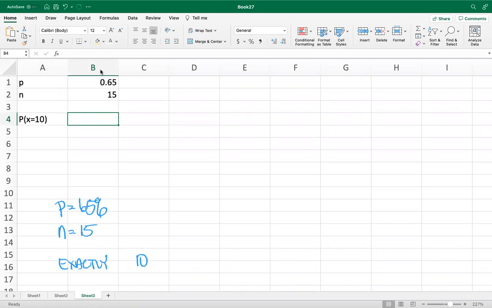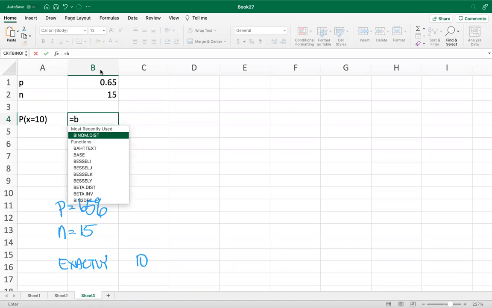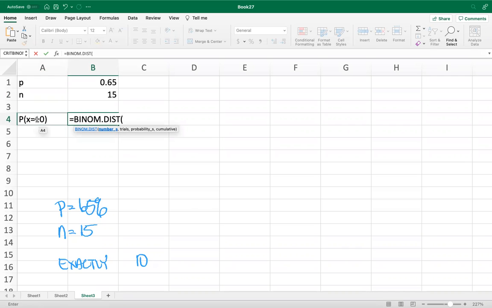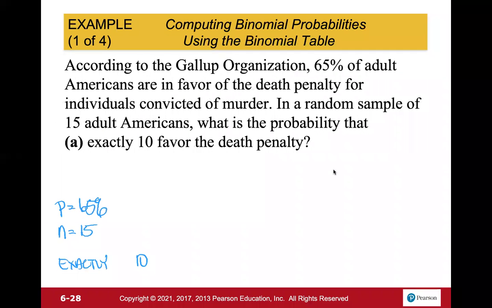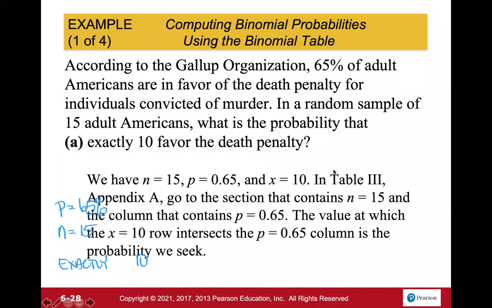So here, this one's easy. This is equal to a binomial distribution. Number of successes, we want exactly 10. Number of trials, we have 15. Probability of success, 0.65. Cumulative, true. And there we go, 0.6481. So the probability is 0.6481.